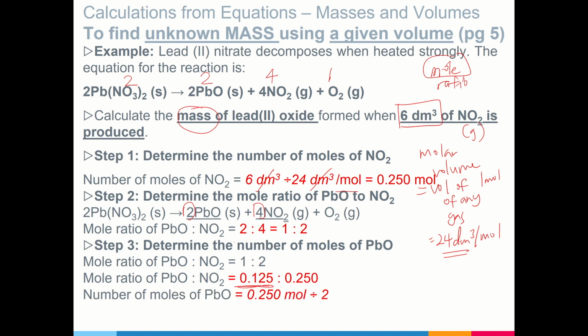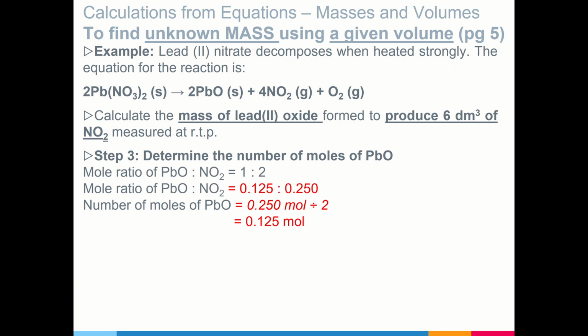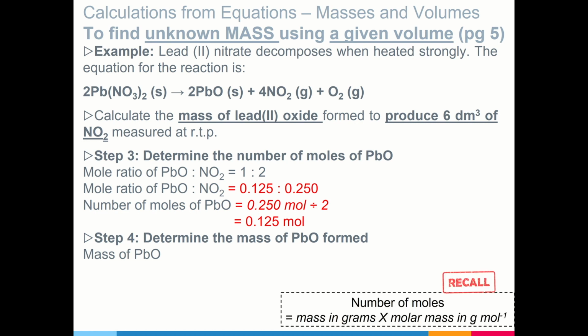So I will need to continue to find the mass. I cannot stop here because the question asks for mass. So using the formula, this is the molar mass of lead(II) oxide. I need to find the Mr. For lead(II) oxide, the Mr is 207 gram per mole plus 16 gram per mole, which is equivalent to 223 gram per mole. So per mole is 223 gram.